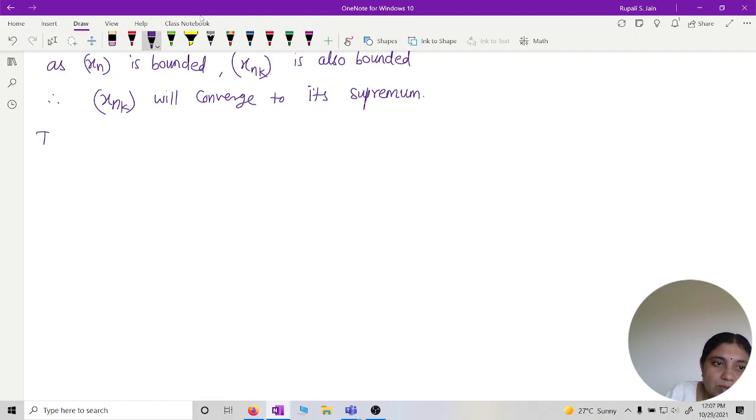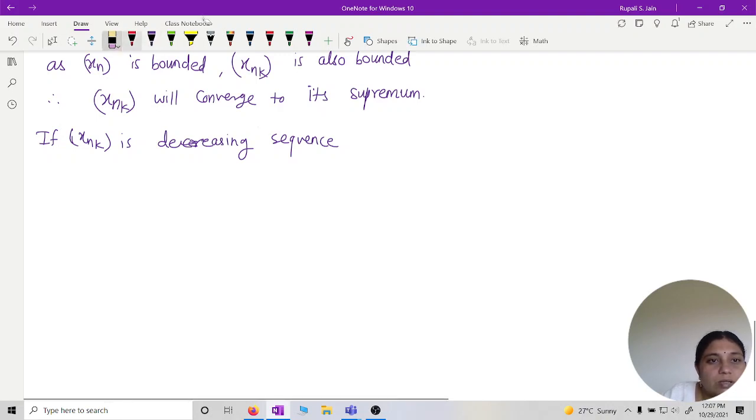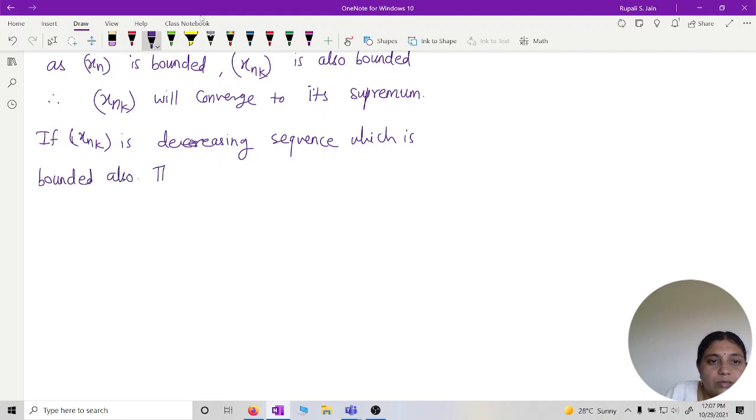And if x_{n_k} is a decreasing sequence, then it will converge to its infimum. Okay, I will write. If it is a decreasing sequence, which is bounded also, then x_{n_k} will converge to its infimum. This also we have proved.